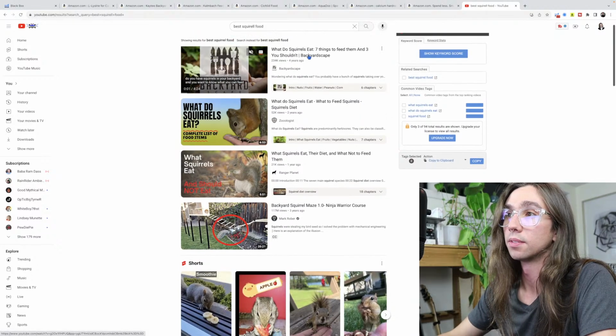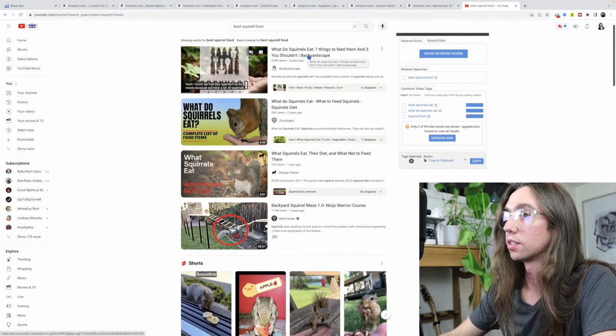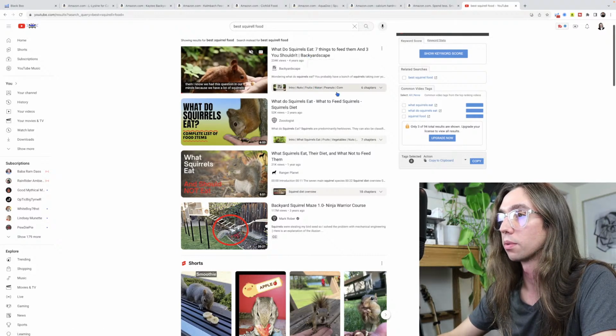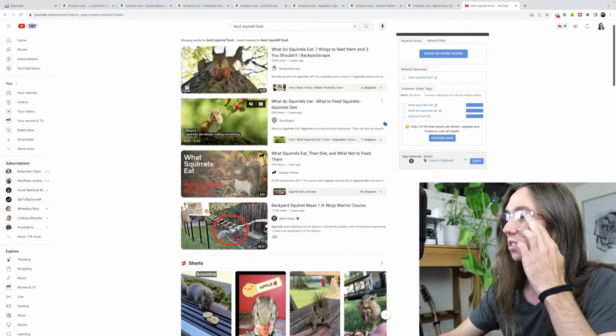What do squirrels eat? 7 things to feed them and 3 things you shouldn't. Watch that. Fruits, nuts, water, peanuts, corn. That's a good place to start.